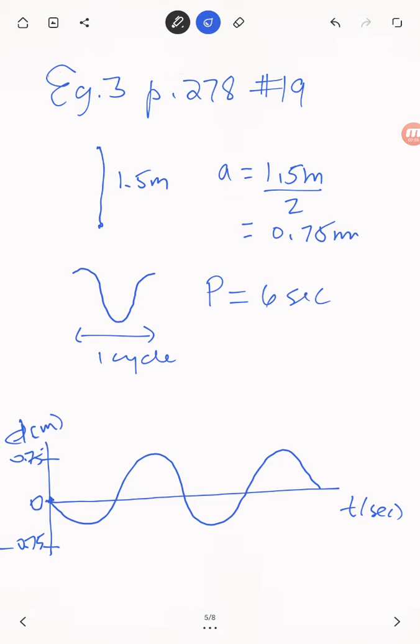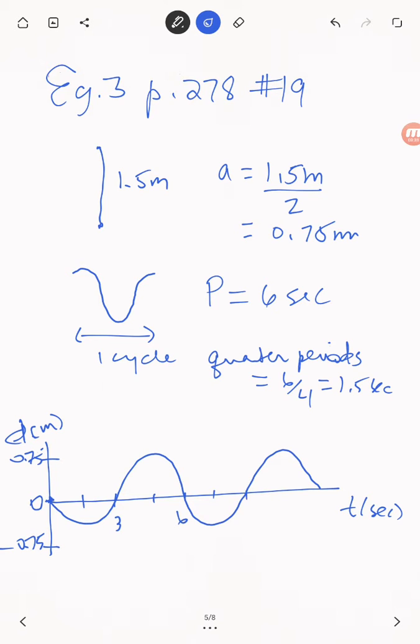t-axis. So since my period is 6 seconds, I'm going to do as I did in the previous example, quarter periods, because I know that my important points for sinusoidal functions always occur at quarter periods. And quarter periods here would be 6 divided by 4, which is 1.5 seconds. So this point here would be at 1.5 seconds. The next important point would be at 3 seconds. Next one would be at 4.5. Next would be 6. That's one full cycle.